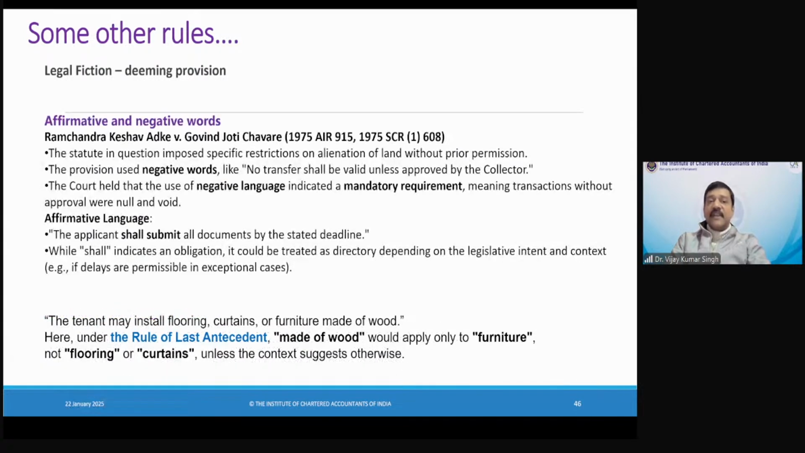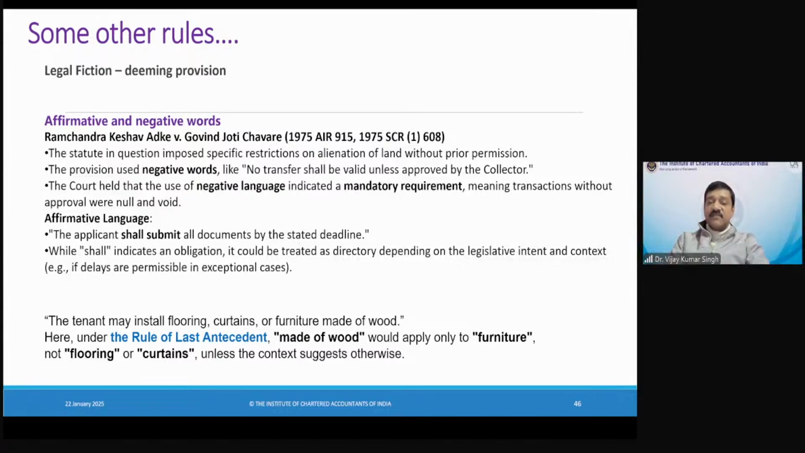Then there are affirmative and negative words which can be utilized. Many a times you will find affirmative words and negative words. Whenever there are negative words, these are more emphatic. For example, a statute begins, no transfer shall be valid unless approved by the collector. That means it is a mandatory requirement. You cannot discount this. Whereas in case of affirmative language, there may be some scope of relaxation. But whenever a statute or a legislation is negatively worded, it is a mandatory requirement.